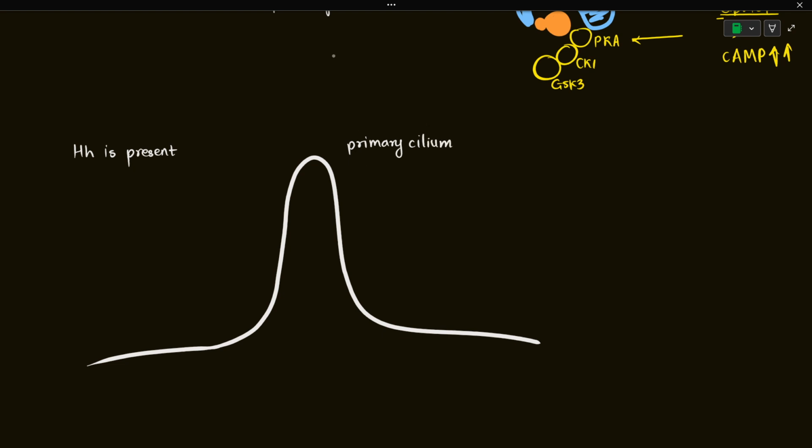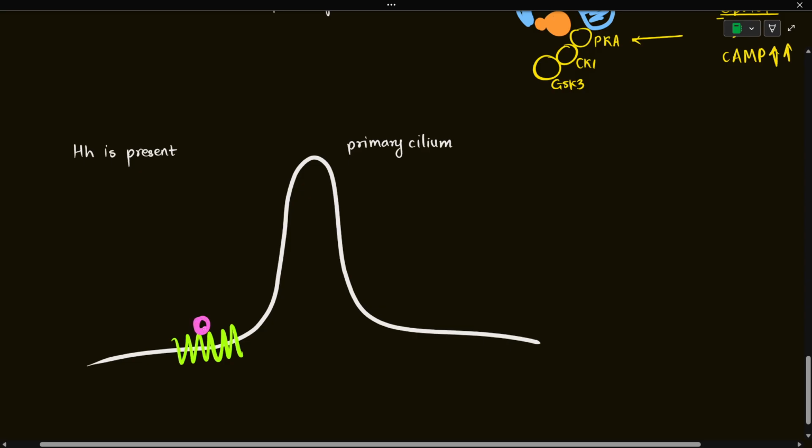Okay, so when hedgehog is present, the patch receptor will bind to hedgehog and it will get inactivated. So this patch receptor will migrate out of the primary cilium to the part of the cell membrane which is not part of the primary cilium. So this is the hedgehog, and it is bound to the patch receptor, which will inactivate the patch receptor. So this is the inactivated patch receptor.